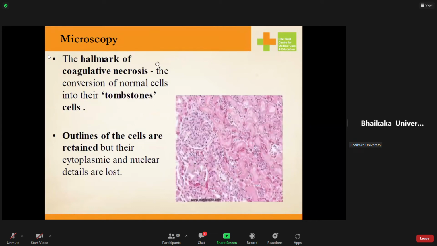The microscopic hallmark of coagulative necrosis is the tombstone appearance of the cell. Now, what is the tombstone appearance of the cell? This is the microscopic figure of the kidney. Here you can see these cells which look ghost-like, in which the cytoplasmic border is preserved, but the cytoplasmic contents are lost. The nucleus is also lost, and it gives the tombstone appearance of the cell. So this is the hallmark of coagulative necrosis.